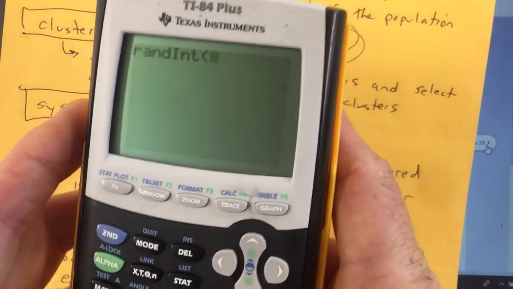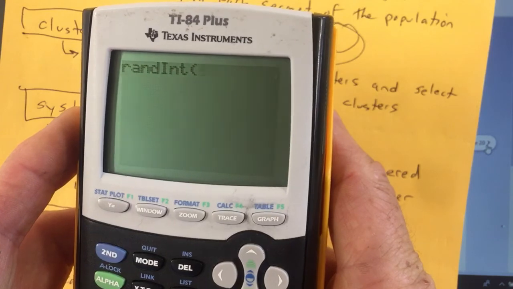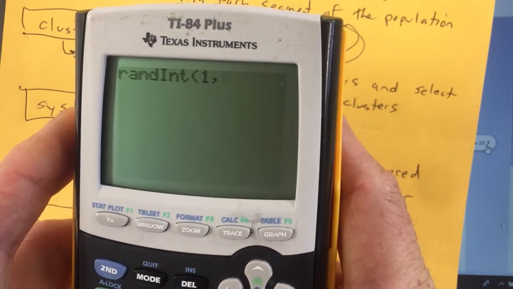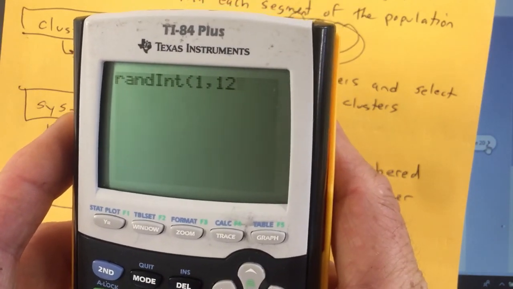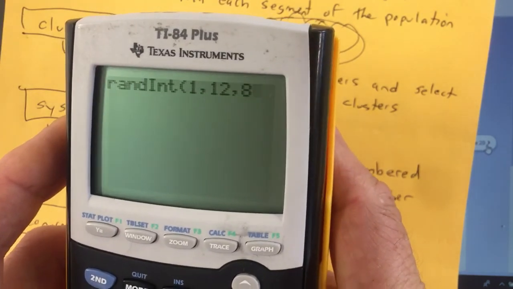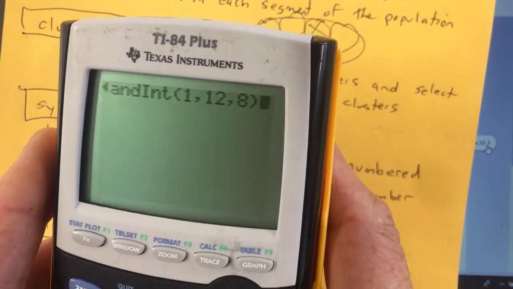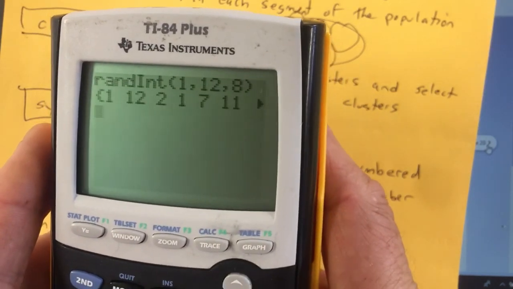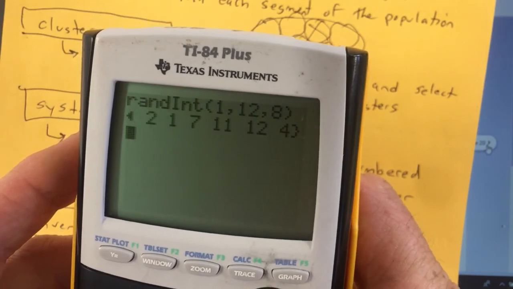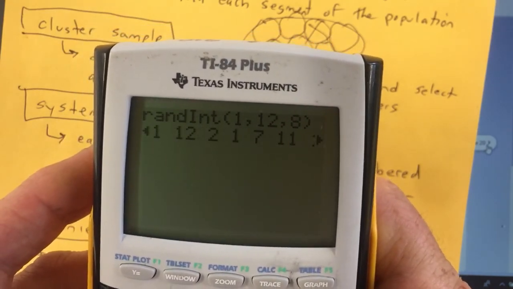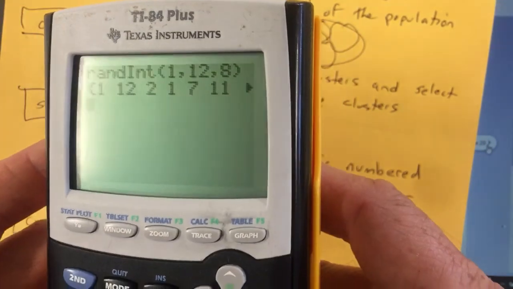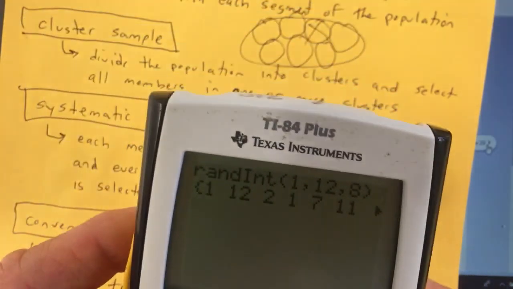And so what you can do is, I can select numbers between 1 and, let's just do 12. Between 1 and 12. And I want 8 of these. Okay, so if I hit enter now, I'm going to get 8 numbers between 1 and 12. Bam, there they are. 1, 12, 2, 1, 7, 11, 12, 4. Look here, 12 got on here twice. 1 got on here twice. And that's what happens at random. Sometimes you get one selected more than once. But these are random numbers.